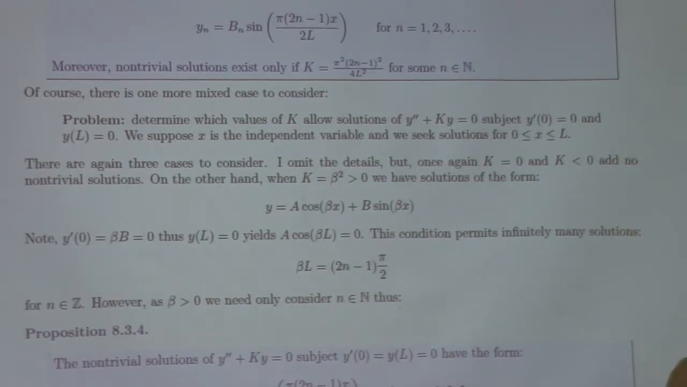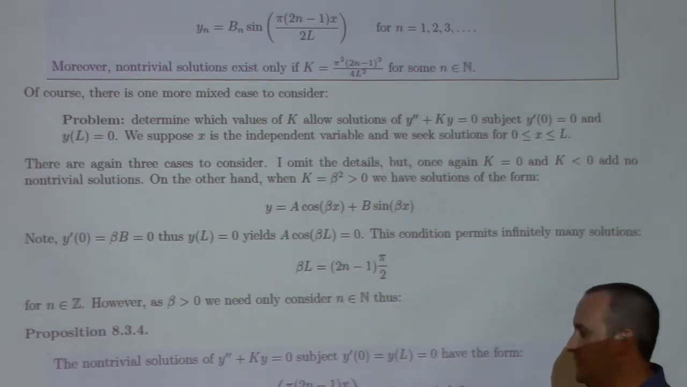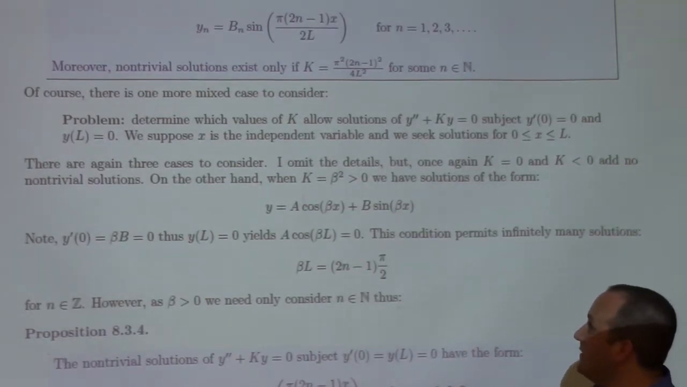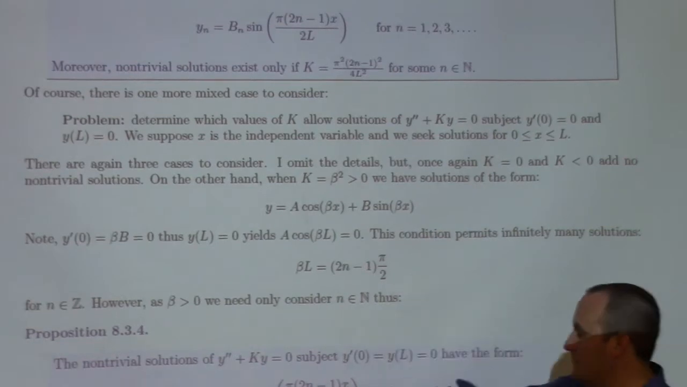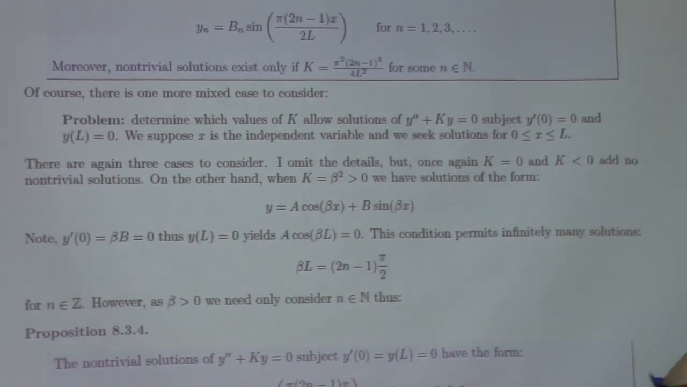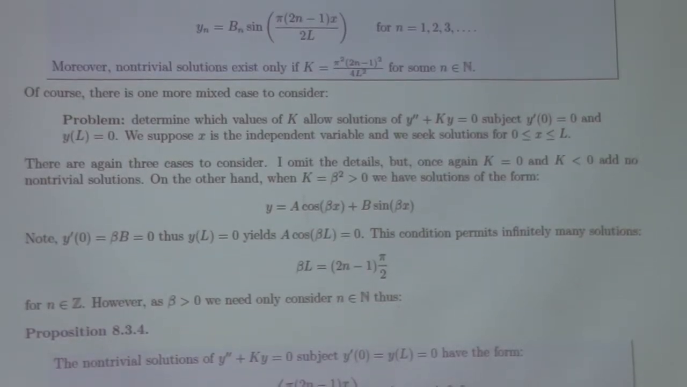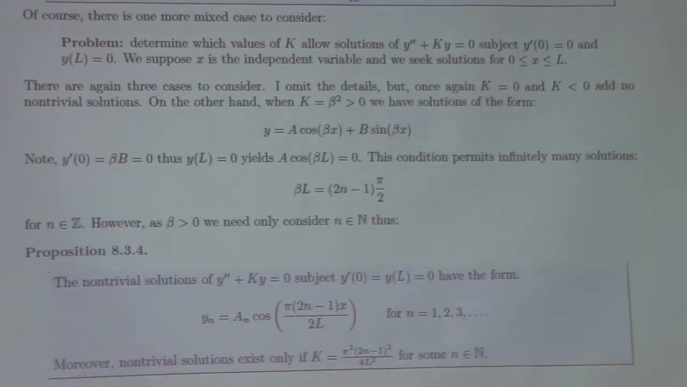And then likewise, if I have y prime of 0 and y of L, so if I switch them, I still get cosine. Instead of getting sine, I get cosine of that weird value. So it flips to sine and cosine, but the same kind of half integer value for beta L gives you that pi squared times (2n minus 1) squared over 4L squared value for k. All right.